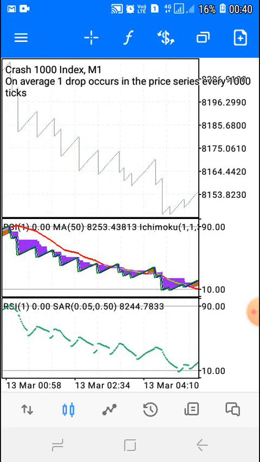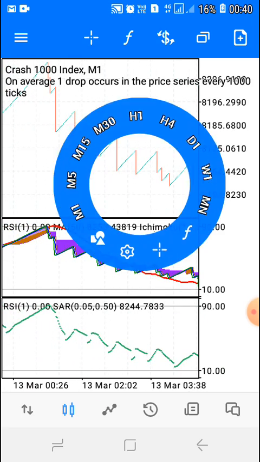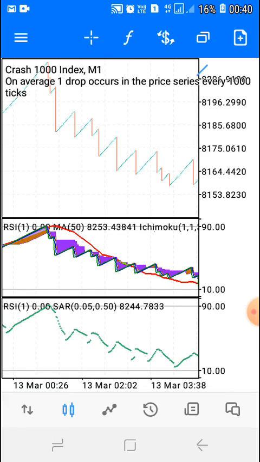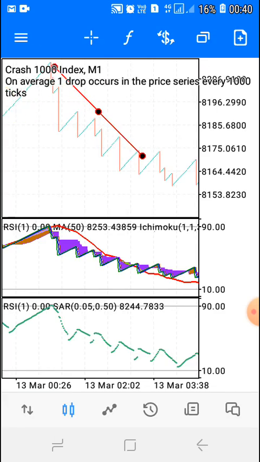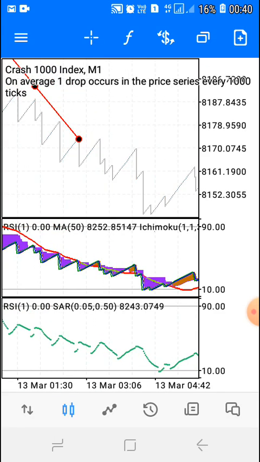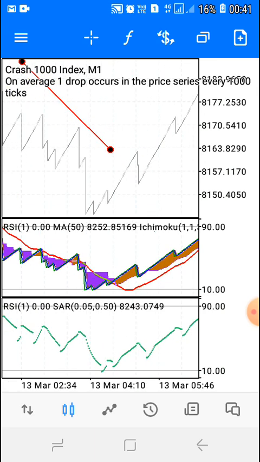But the thing is this, what you can do is, if you are scared to use the moving average and all of those indicators on the one minute time frame alone, you can actually use a trend line like this.